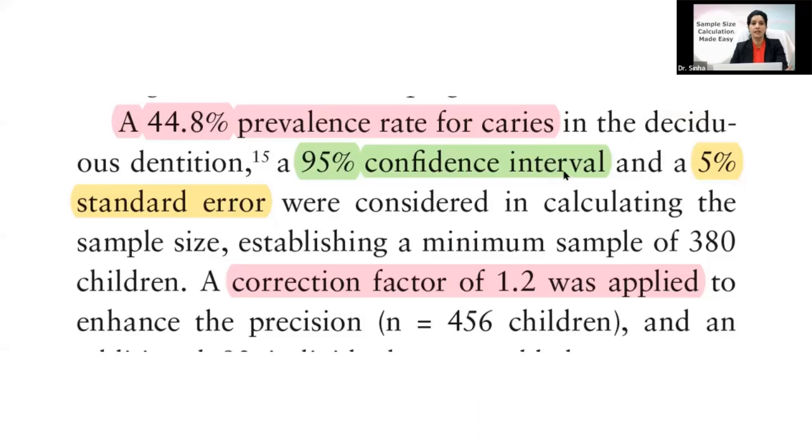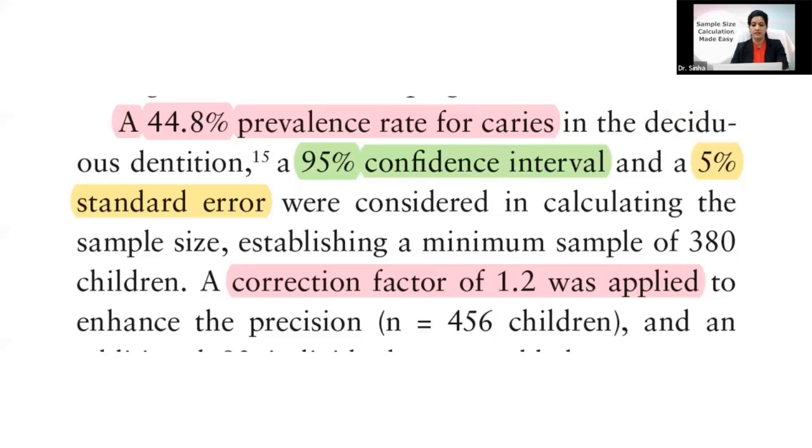Ideally, it should have been 95% confidence level. And then he has written 5% standard error. So the ideal term should have been the 5% absolute precision. And then he has written a correction factor of 1.2 was applied. So ideally, this correction factor, all of us should write the design effect, because it is a cluster. So the design effect of 1.2 was applied.